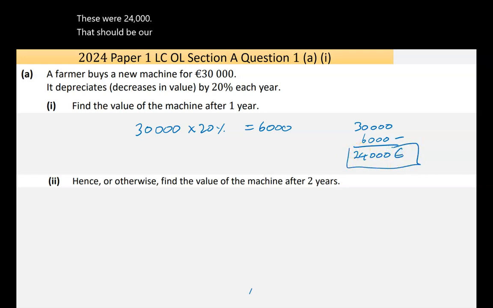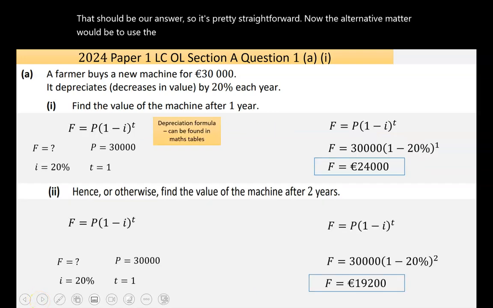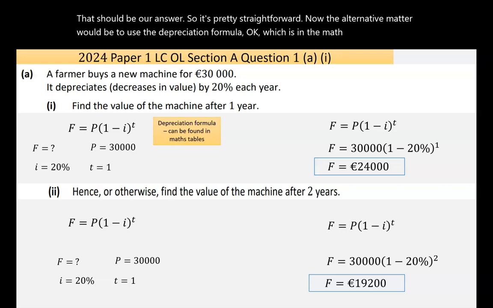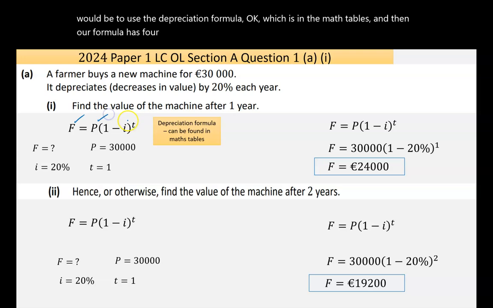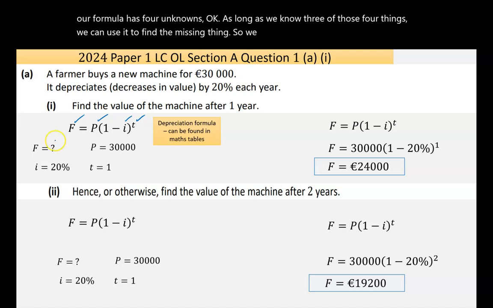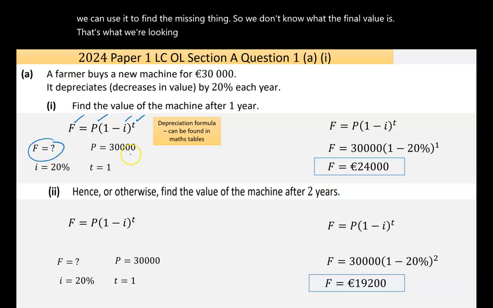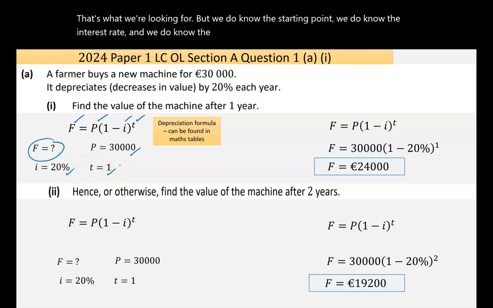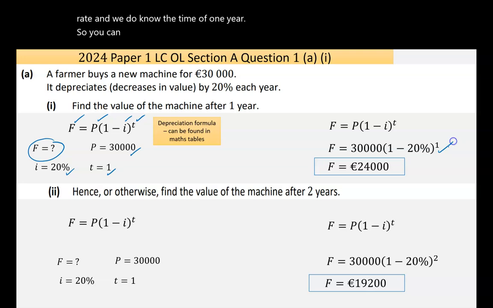So it's pretty straightforward. Now, the alternative method would be to use the depreciation formula, which is in the maths tables. Our formula has four unknowns. As long as we know three of those four things, we can use it to find the missing thing. So we don't know what the final value is. That's what we're looking for. But we do know the starting point, we do know the interest rate, and we do know the time of 1 year. So you can plug the numbers in, use the calculator.